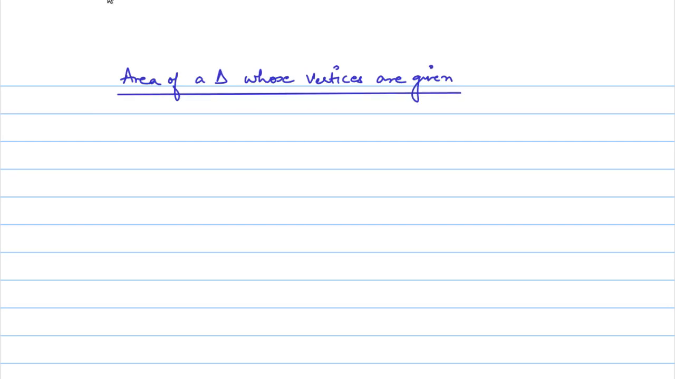The next topic that we'll talk of is to find the area of a triangle whose vertices are given. What does this tell you? Let's say we have a triangle ABC, whose coordinates of the vertices are given: x1, y1, x2, y2 and x3, y3, and we are interested in finding out its area.